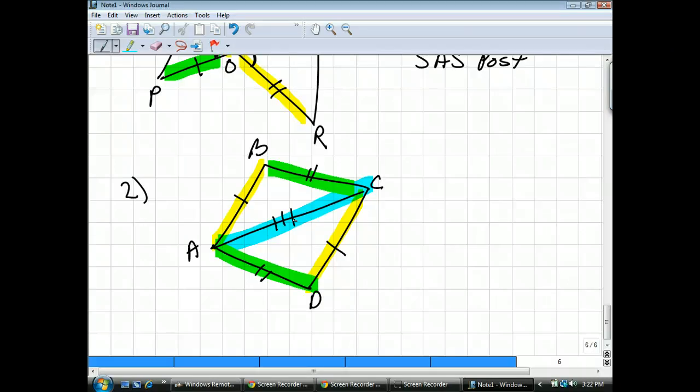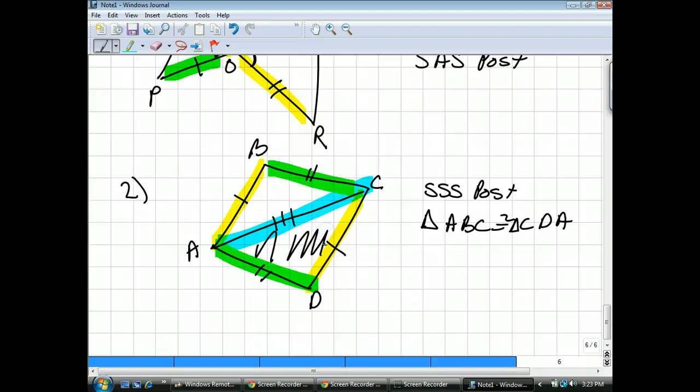So then I can say that by the side angle side postulate, triangle ABC is congruent to triangle CDA. Okay, because if you kind of picture this triangle being turned, this vertex would line up right here, and so this would match up with that. So you can see that those would be congruent.